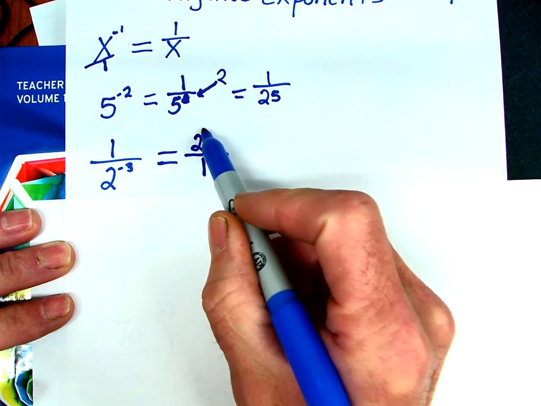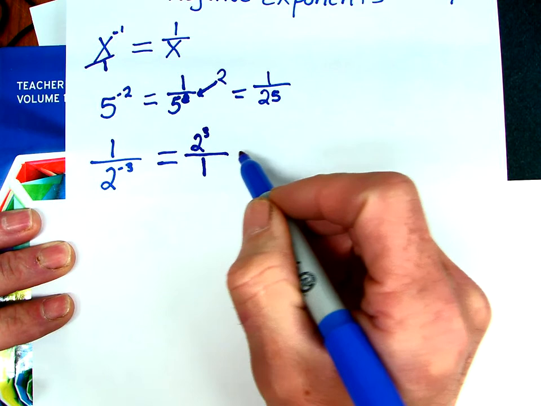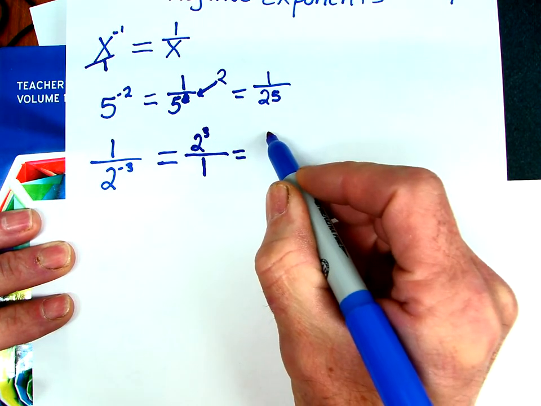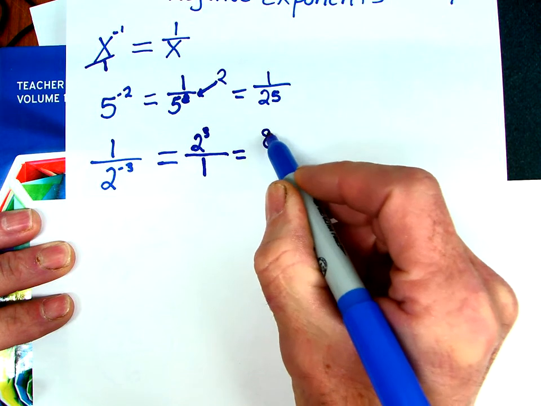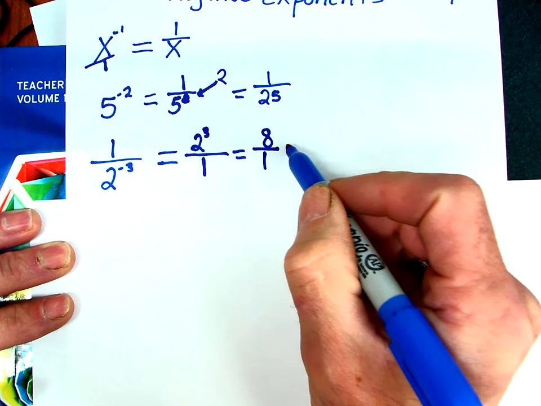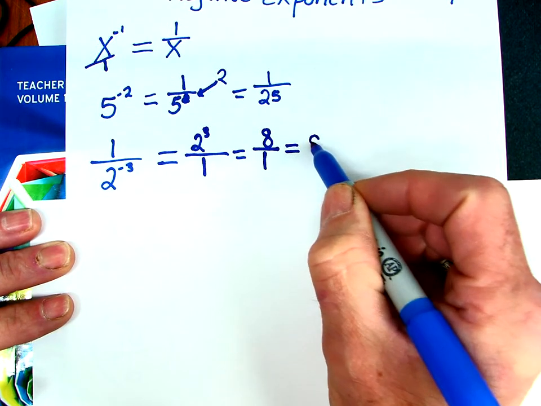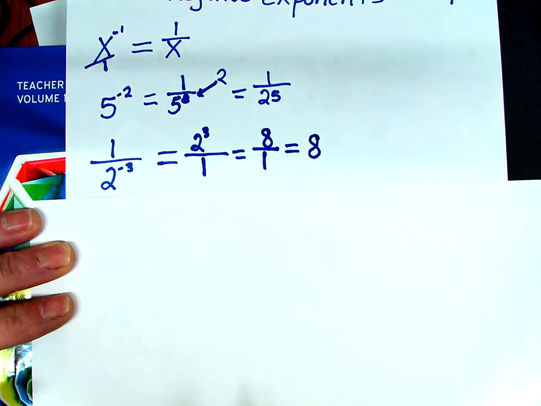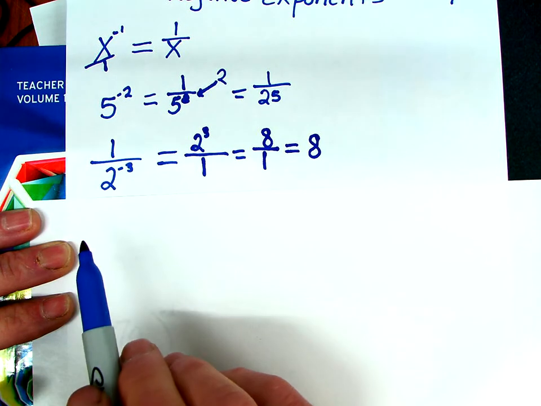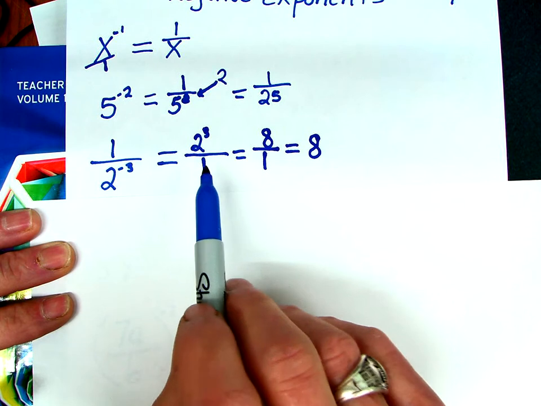2 to the 3rd power. That's a 3. And then go ahead and complete that. 2 to the 3rd power is 2 times 2 times 2, which is 8, over 1. If all you have on the bottom is a 1, you can take the fraction away. You're left with just the whole number. 2 to the negative 3 means 2 to the positive 3 over 1.